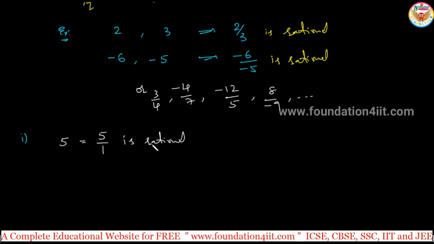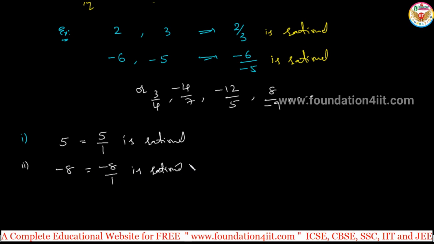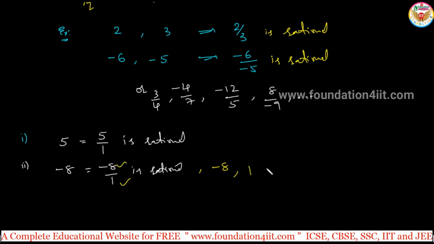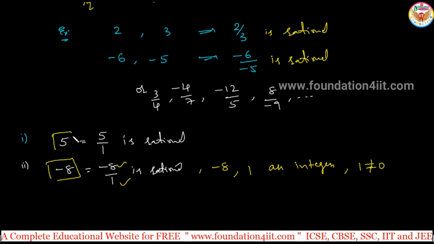But the converse is not always true. And one more, negative 8. I can write negative 8 by 1. So it is a rational number, because minus 8 by 1 or minus 8, both are the same. This is also a rational number because minus 8 and 1 are both integers, as per the definition of numerator and denominator, and the denominator is non-zero, right? Here 1 is not equal to 0. That's it. So minus 8 is also a rational number, and 5 also is a rational number.